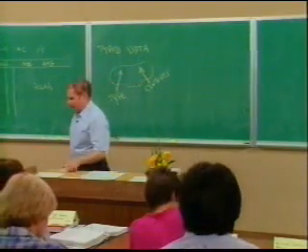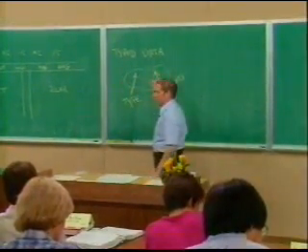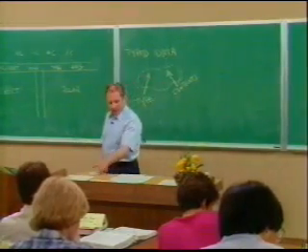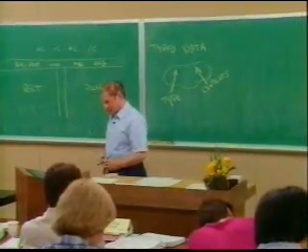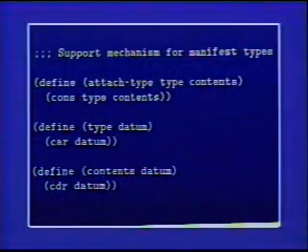How do we build that? Well, that's easy, right? We know how to build clouds. We can build them out of pairs. So here's a little representation that supports typed data. There's a thing called attach-type, which takes a type and attaches it to a piece of contents, and we just use cons. And if we have a piece of typed data, we can look at the type, which is the car. We can look at the contents, which is the cdr.